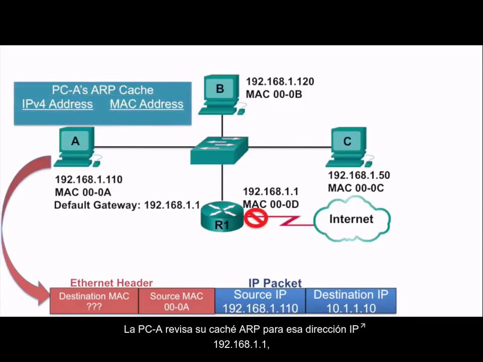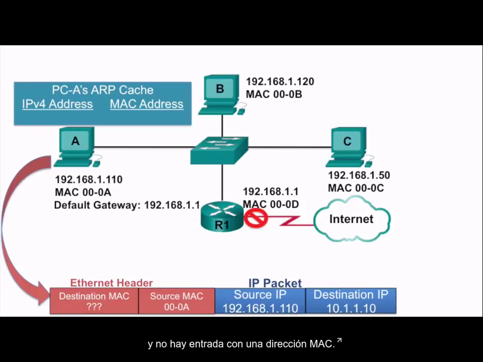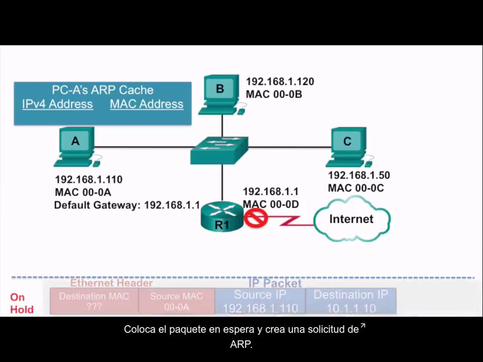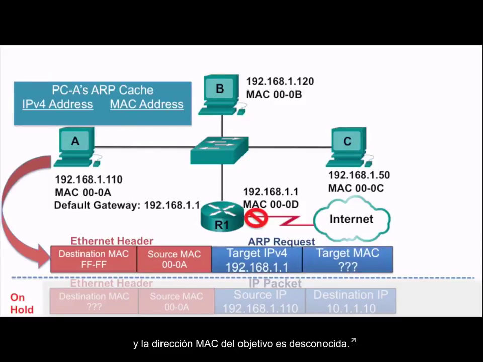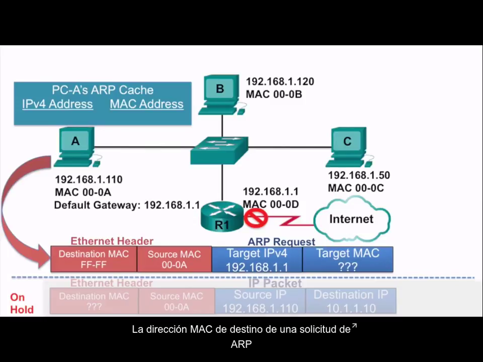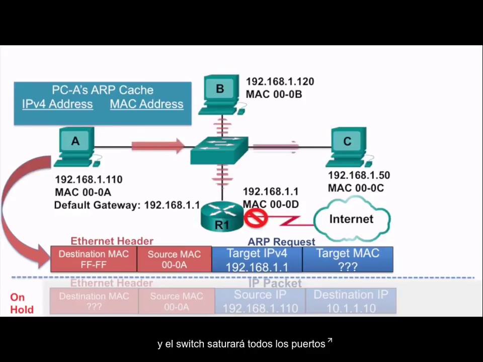PCA checks its ARP cache for that IP address, 192.168.1.1, and there's no entry with a MAC address. So it puts the packet on hold and creates an ARP request. The ARP request has the IP address of the router, 192.168.1.1, and the target MAC address is unknown. The destination MAC address of an ARP request is a broadcast. So it will be sent to the switch, and the switch will flood it out all ports except for the incoming port.